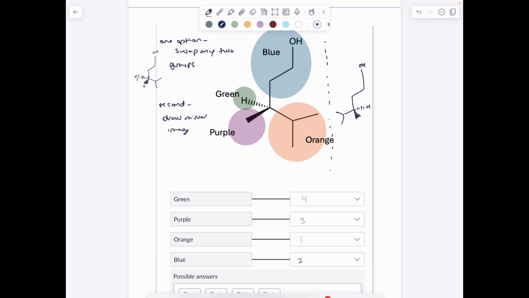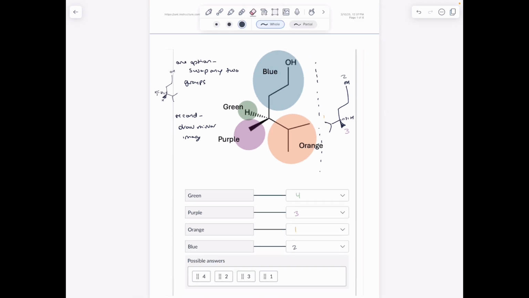And now to prove to you that this is the opposite configuration just by flipping it, we've assigned priorities already. The lowest one is already pointed away from us. But if I connect 1, 2, and 3, now it's going clockwise. So either one of these would have been okay. You could swap any two groups, or you could just literally draw the mirror image.